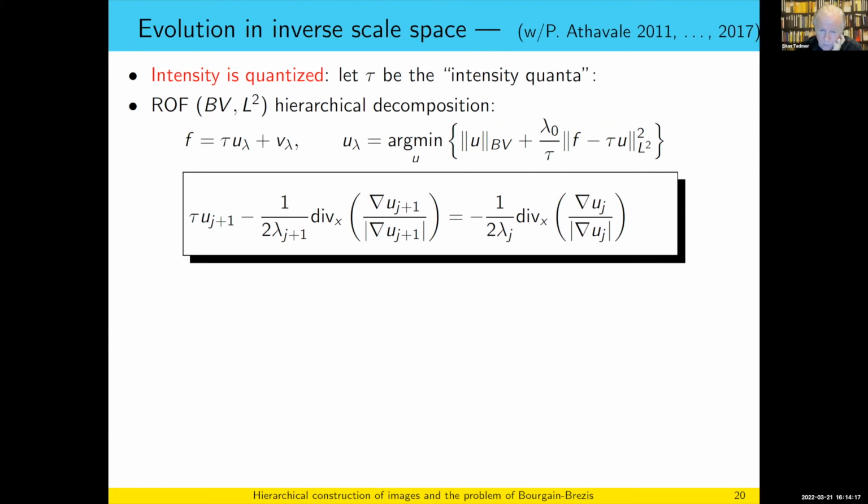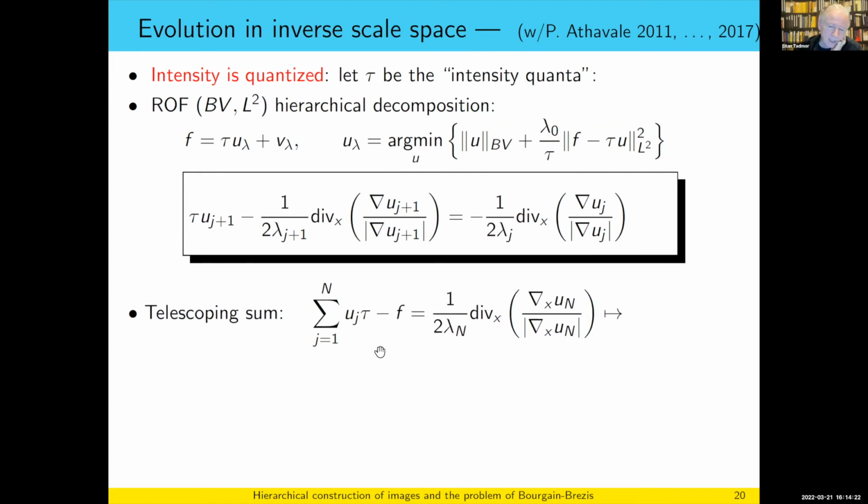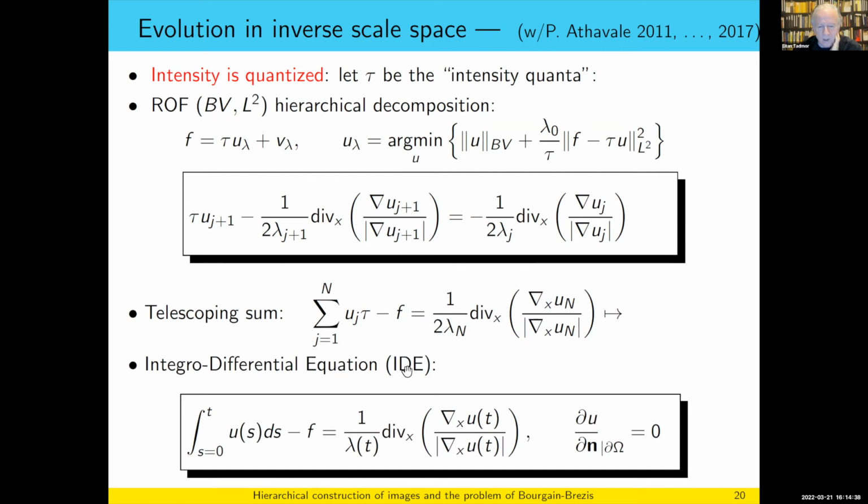And that's exactly what we will do. Let's do a telescoping sum of this refinement step. Here it is. So we get that the sum of the u_j multiplied by tau, the small intensity quanta, the small scale, minus f, which is the first term here, is given by the last term. Clearly, by letting tau go to 0, we get a new integro-differential equation, IDE, in the intensity space, which tells us that the integral of u ds minus f is given by this curvature term. So we have to solve this integro-differential equation, and this replaces the iteration I just mentioned before.